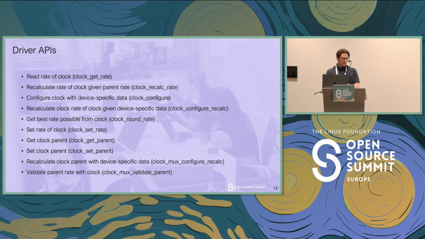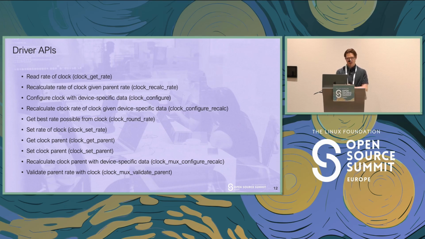Then round rate and set rate, they're the same as they were before. Asking a clock, what rate are you going to produce? What's the best rate you can produce for this request? And set rate, please make the best rate possible given this request. Get clock and set clock parent, these are because we're doing generic clock parent management now.